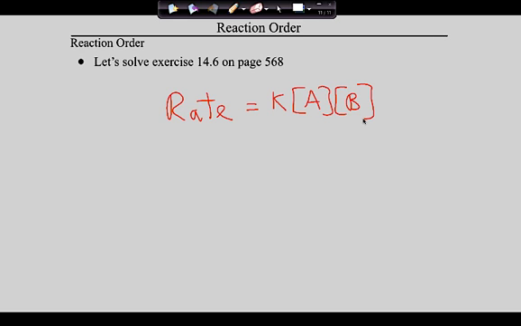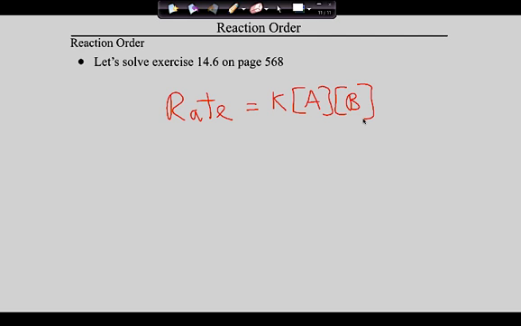Do we have controls? Where do we see A controlled? Which trials? 1 and 2. Do we have B controlled? Where? 1 and 3. So here's how we're going to approach this. And guys, you got to say it just like this. Referencing trials 1 and 2, where A is controlled, what are we doing to the concentration of B? Not just changing it, doubling it. And what happens to the rate? Doesn't change.